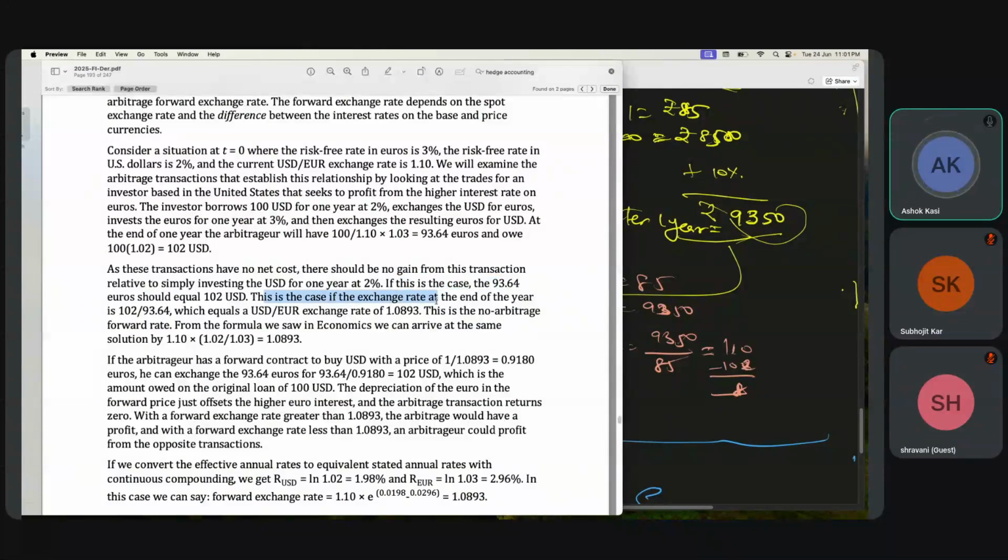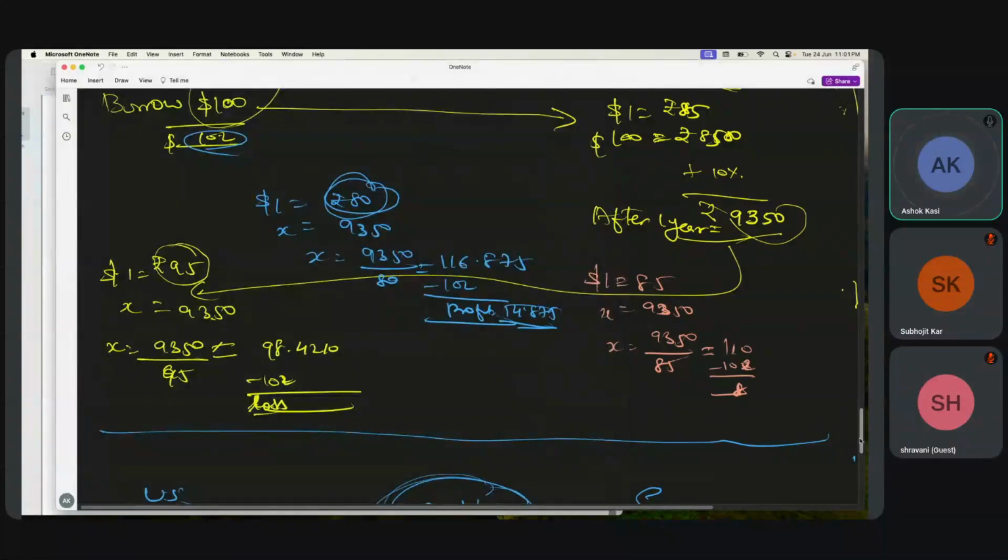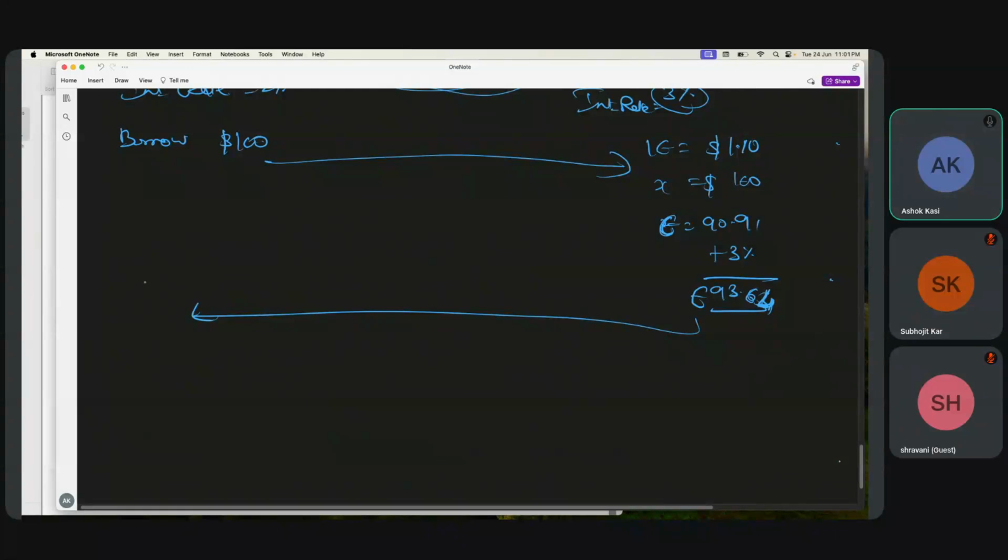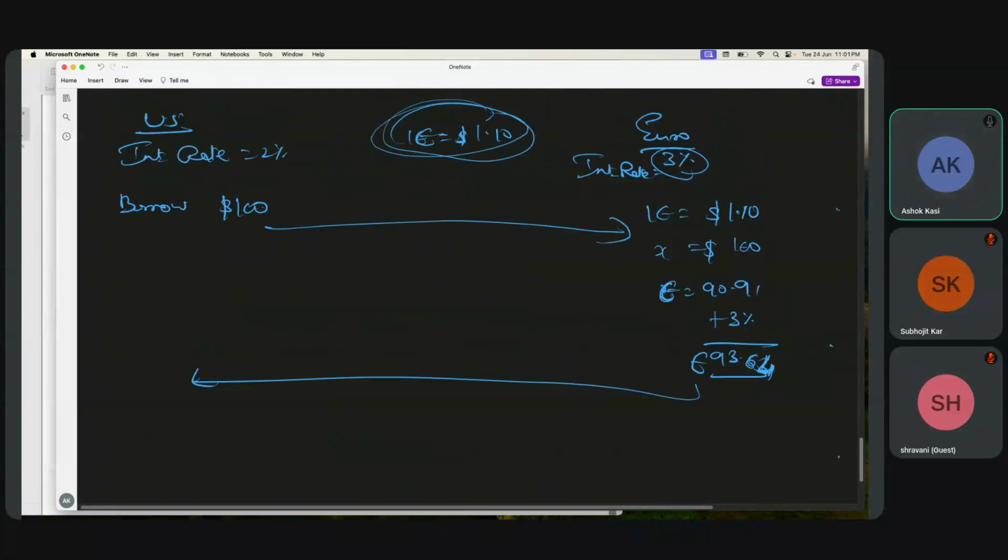If the exchange rate at the end of the year is 96 point, so it's fine only. They are also making profit. So one euro is equal to 1.10 dollar. So 93.64 euro is how many dollar? Just multiply now these two.